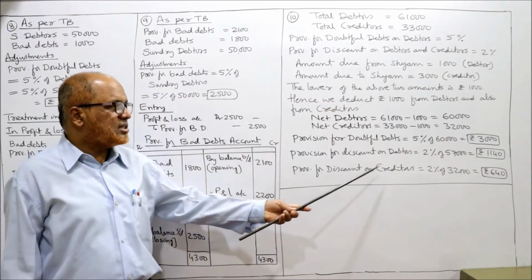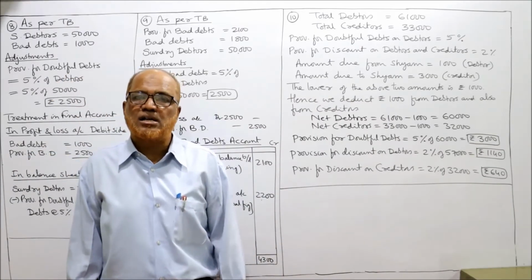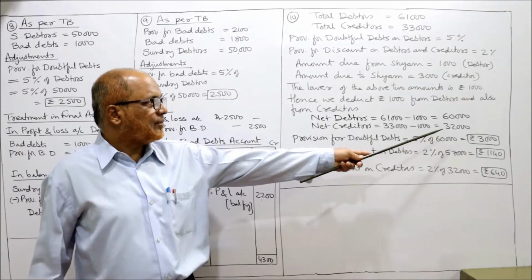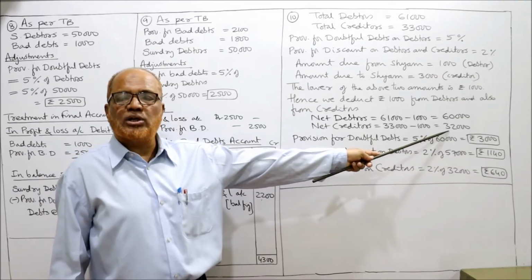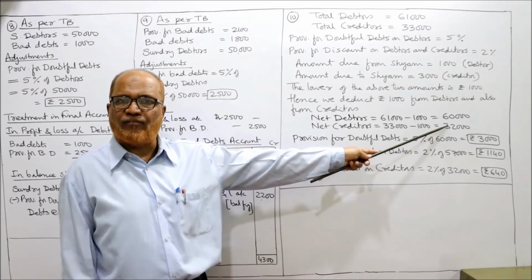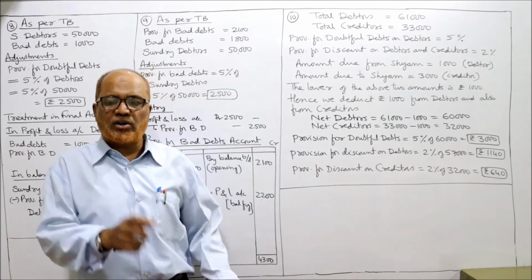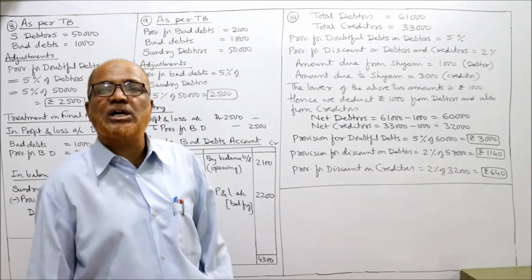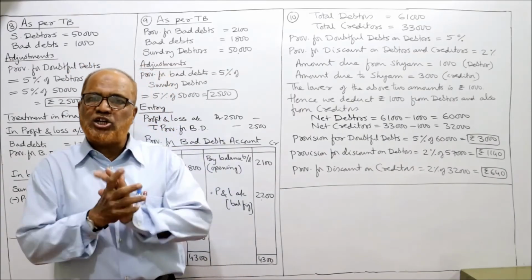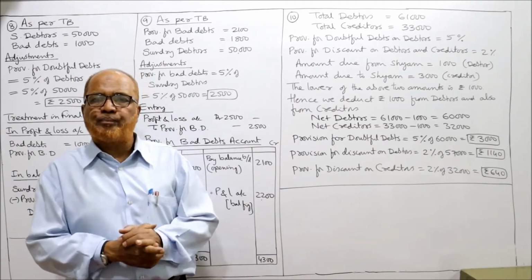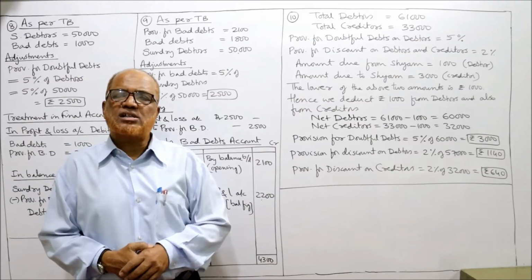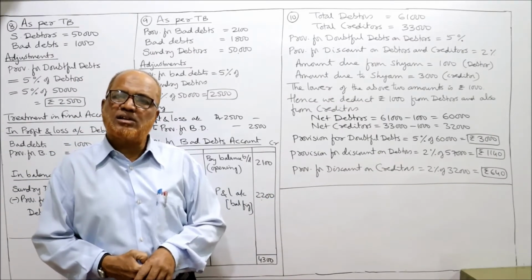Similarly, provision for discount on creditors. How much is the net creditors? 32,000 is the net creditors after setting off 1,000. So 32,000 at 2% is 640. 640 is the provision for discount on creditors. Now what is the treatment in final accounts? I am explaining to you. Provision for discount on creditors is given in the adjustment.